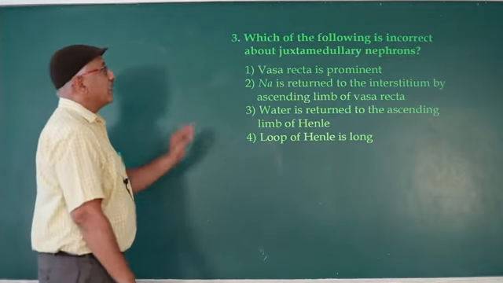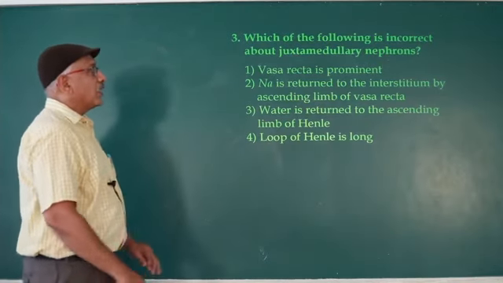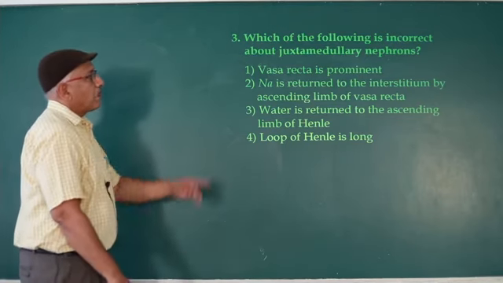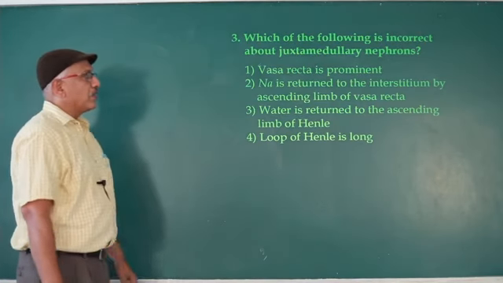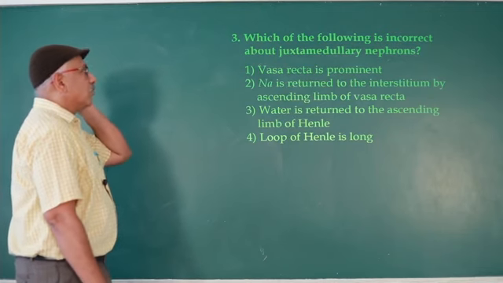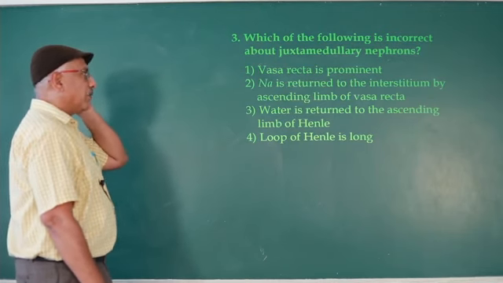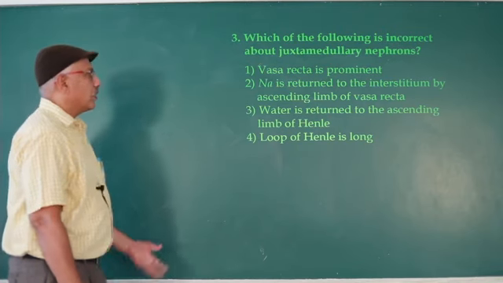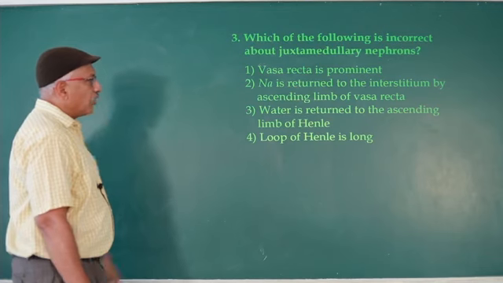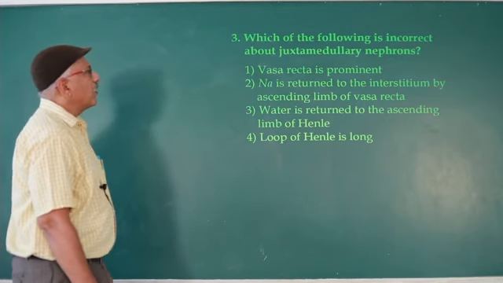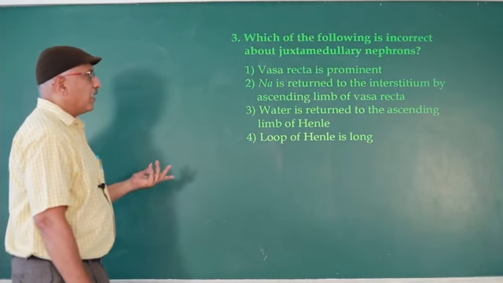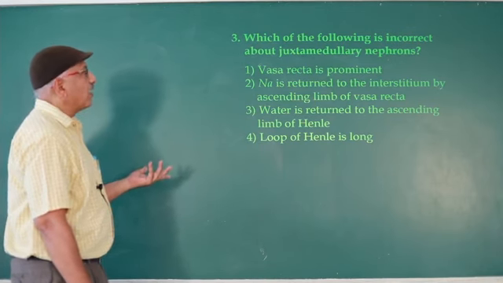Which of the following is incorrect about the juxtamedullary nephron? Vasa recta is prominent, correct. Sodium is returned to the interstitium by the ascending limb of vasa recta, so correct. Water is returned to the ascending limb of loop of Henle, so wrong. Loop of Henle is long.